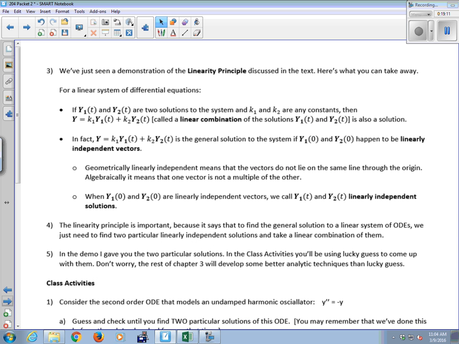All right, so what we just saw was a demonstration of the linearity principle that was discussed in the text. Here's the takeaway. For a linear system of differential equations, if you have two solutions, y1 and y2, and k1 and k2 are any constants, then any linear combination of y1 and y2 is also a solution. In fact, the linear combination k1 y1 plus k2 y2 is the general solution, as long as y1 of 0 and y2 of 0 are linearly independent vectors.